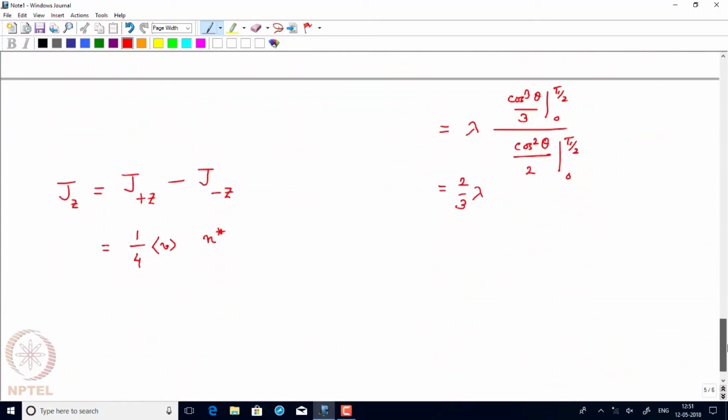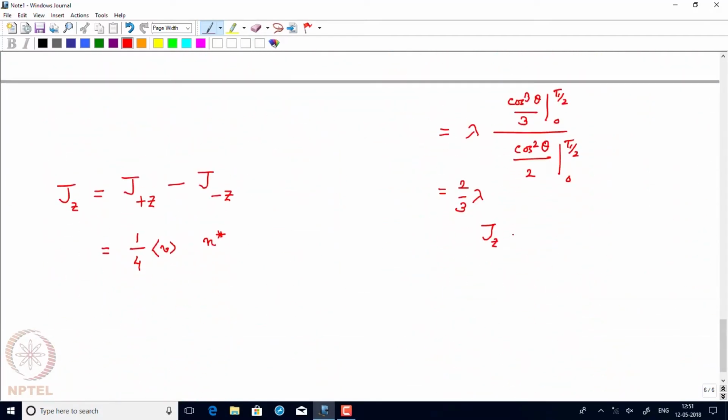But suppose this is basically the Jz, let me write it once again, 1/4 V average into n star. So that basically tells you the number of molecules which are moving in the upward direction. Now suppose each molecule is carrying something. What is this something? Suppose each molecule is carrying some momentum. So the flux will, instead of the number of molecules per unit time per unit area, be the momentum transferred per unit time per unit area.